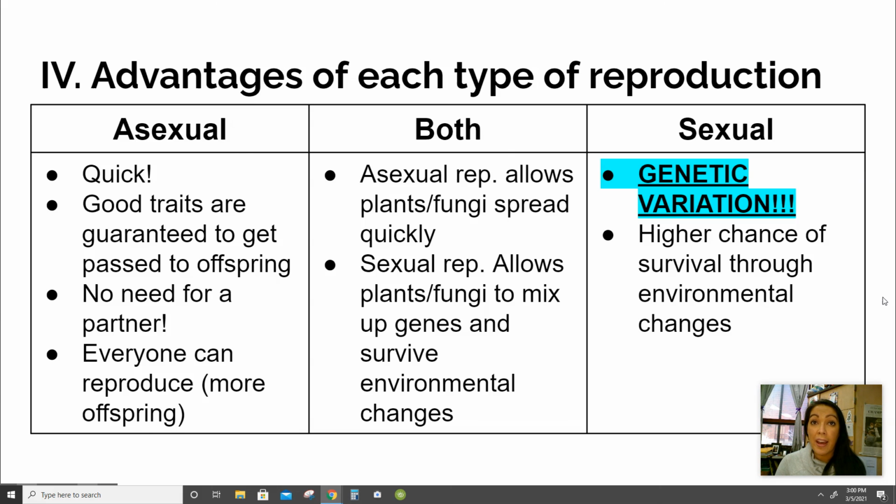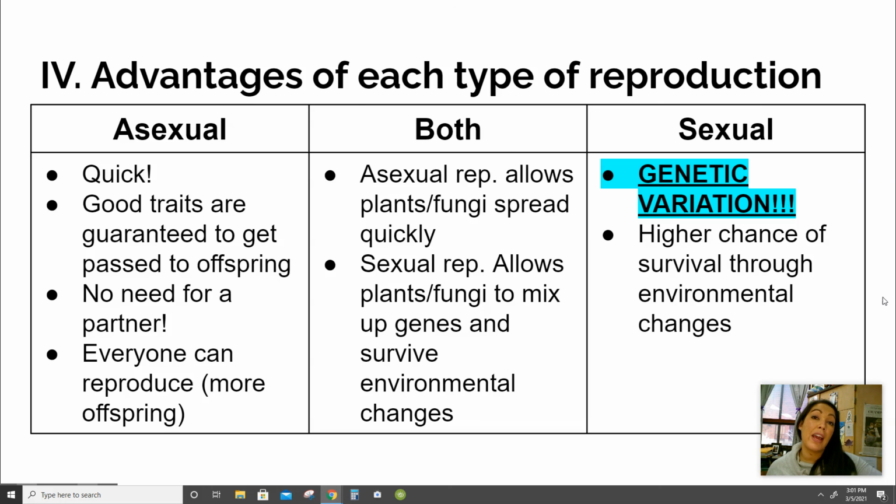Your offspring have genetic variation, and that is huge. I highlighted that in your notes. I think that's very, very important for you to remember. In sexual reproduction, the biggest, most important advantage is that the offspring have genetic variation. If you have genetic variation among a population, that means there's a higher chance that your species will be able to survive an environmental change.